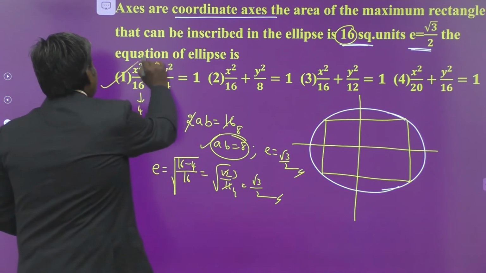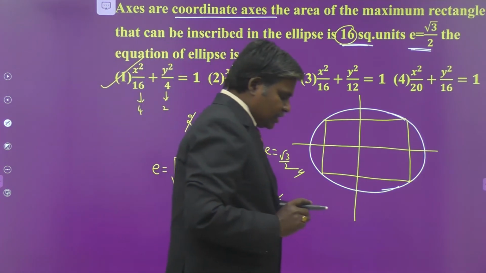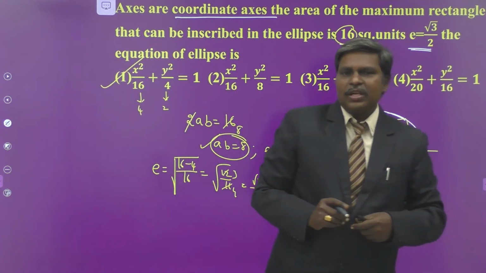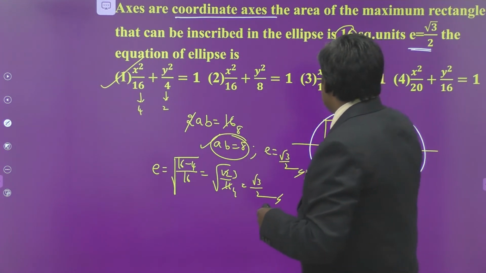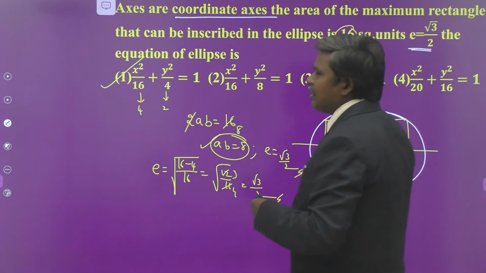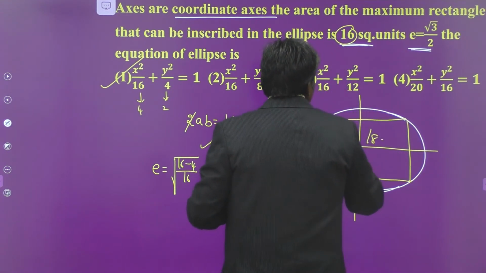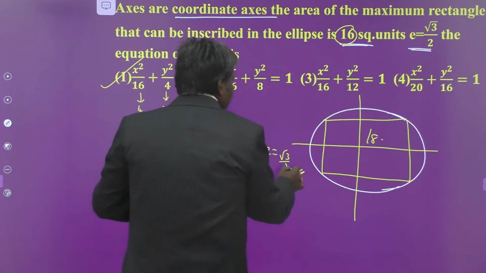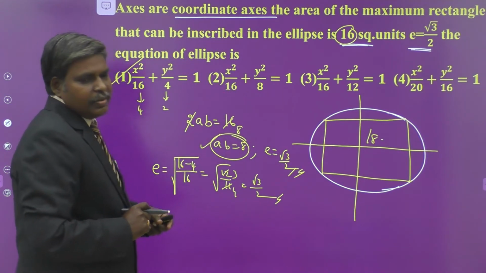Therefore, your first option is the correct option. x square by 16 plus y square by 4 equal to 1 is our required equation of the ellipse. That means an ellipse is there, one rectangle is inscribed in that ellipse having maximum area 16 square units, and the eccentricity of that ellipse is root 3 by 2.